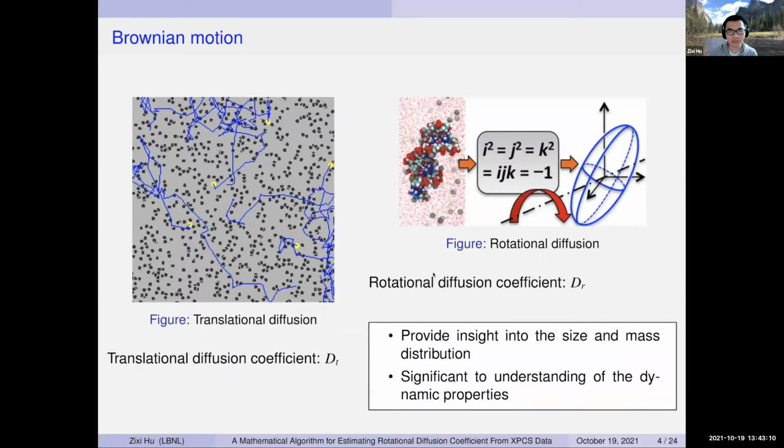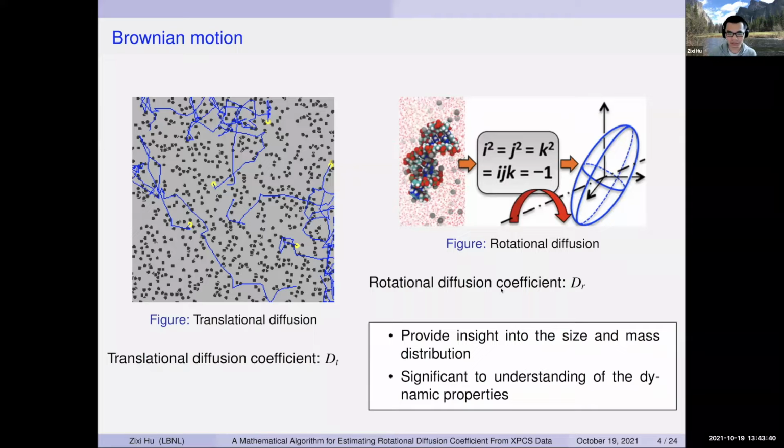In addition to the random translation, random collisions also result in random reorientation of the particles, which is called rotational diffusion. During this talk, we consider two-dimensional rotation. We could imagine this is on a thin film. The axes that the particles rotate around are parallel to each other. In this case, similarly to the translational diffusion coefficient Dt, we can use a scalar parameter, the rotational diffusion coefficient Dr, which quantifies the mean squared angular displacement.